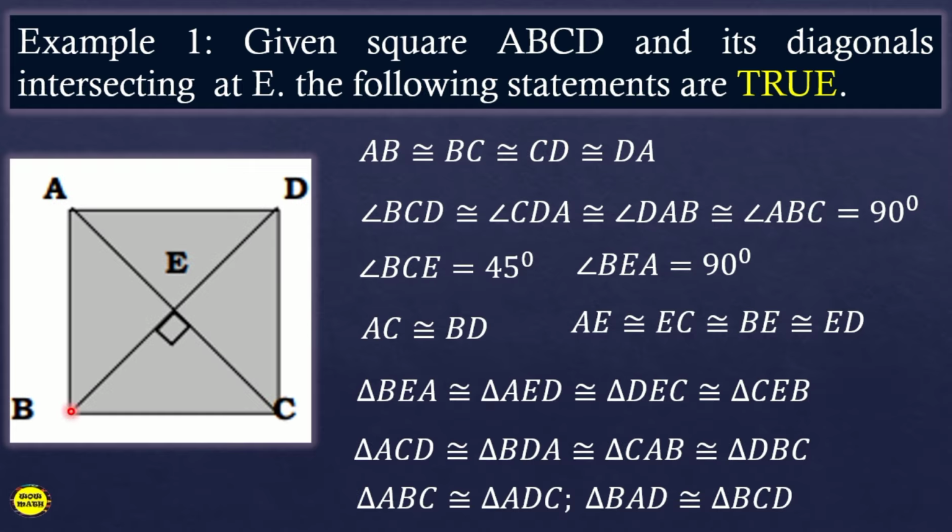Kung itong diagonal AC natin, magkakaroon tayo ng dalawang isosceles right triangle, yung triangle ABC saka yung triangle ADC. So congruent sila. Tapos yung diagonal BD naman natin, ano naman yung dalawang isosceles right triangle? Yung triangle BAD, saka yung triangle BCD. And last, yung BD natin ay perpendicular to AC.